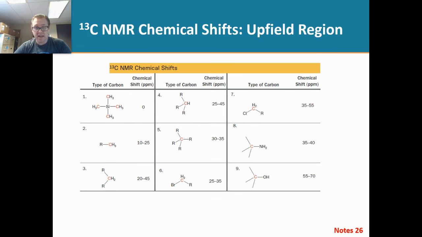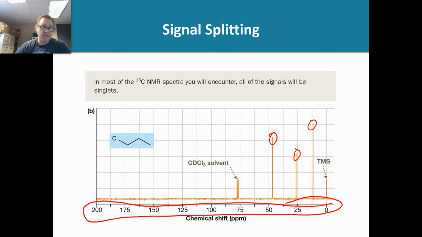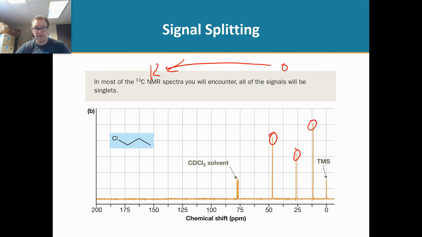Now, when you look at these tables, it's looking at the carbons and their chemical shifts. And one thing that you'll notice is that the chemical shifts for carbon-13 NMR are large in comparison to proton NMR. Proton NMR went from 0 all the way to like 12. But in carbon, we go all the way up to 200 and even past 200 ppm.